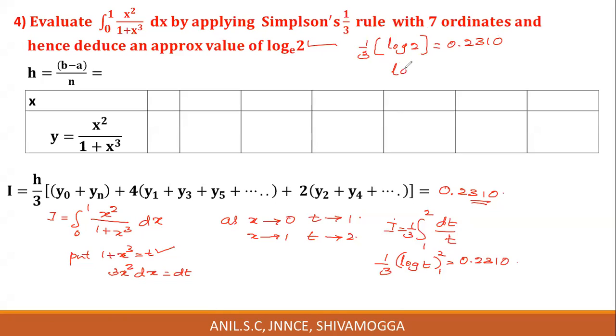Therefore, log 2 is equal to 0.2310 into 3, that is 0.6930. This is what we required. So please make a note of this.